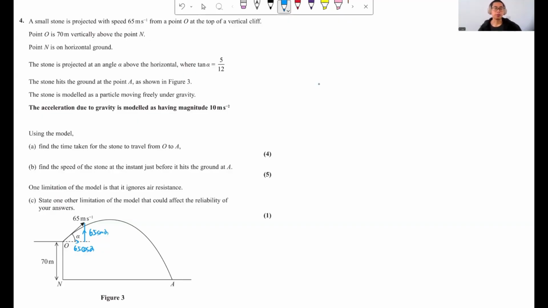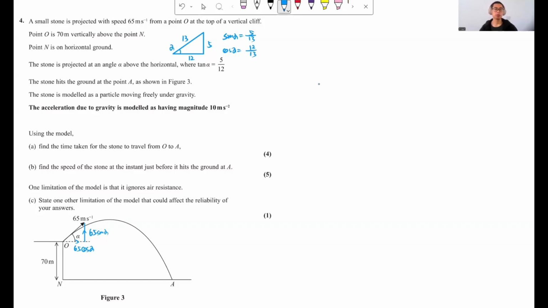Point O is 70 meters vertically above the point N, which is already labeled in here, and point N is on horizontal ground. So the stone is projected at an angle alpha above the horizontal, where tan alpha is 5/12. So we can resolve it straight away. This is alpha, so opposite has to be 5 and adjacent has to be 12. Then using Pythagoras' theorem, the square root of 5 squared plus 12 squared is just 13. Then we know sine alpha is 5/13, and cos alpha is 12/13.